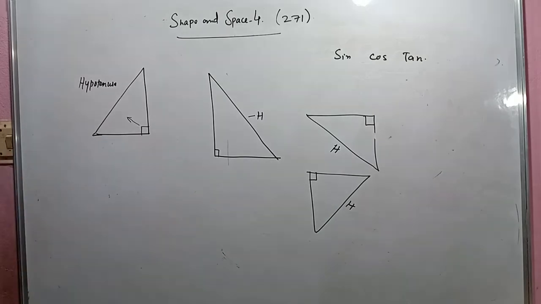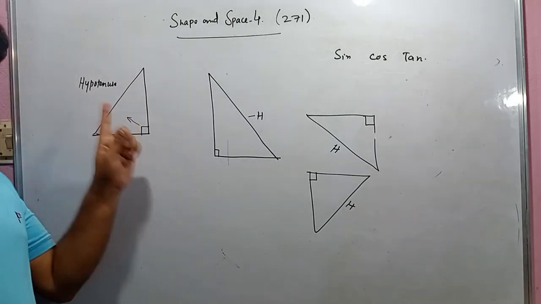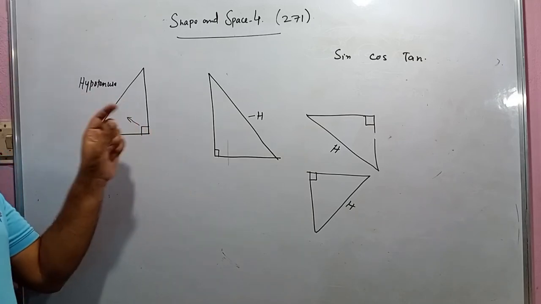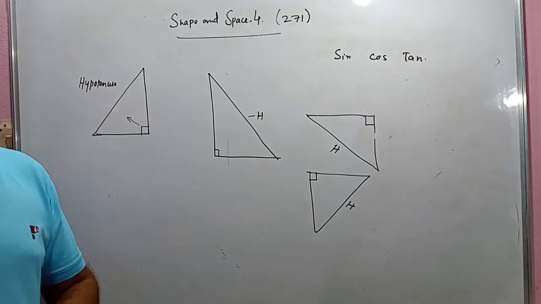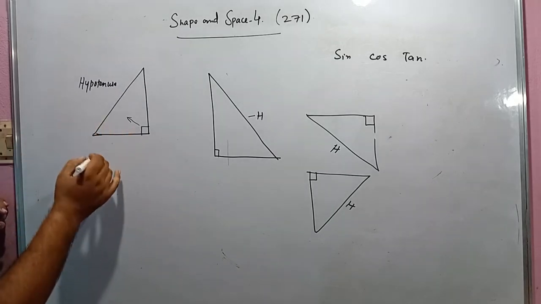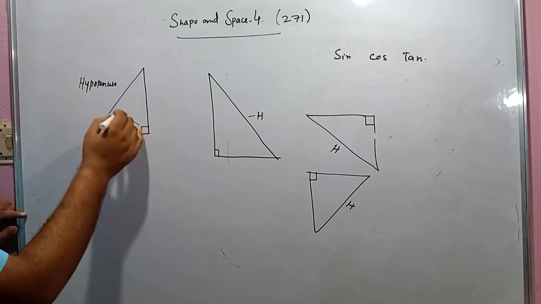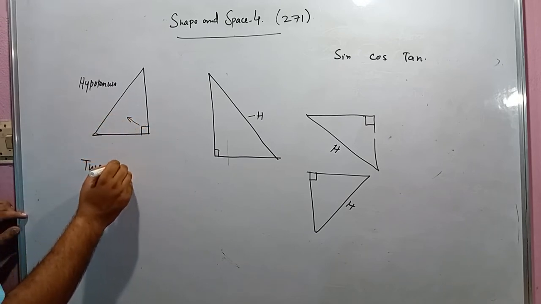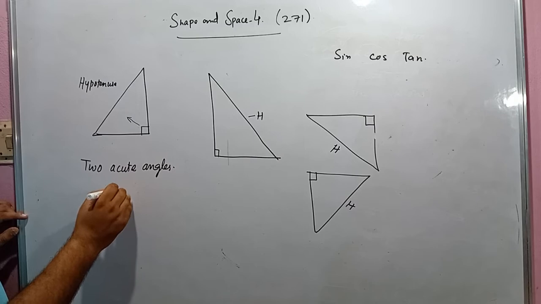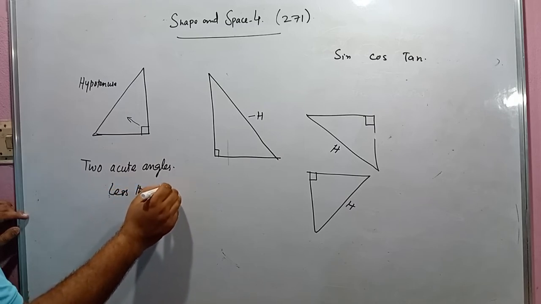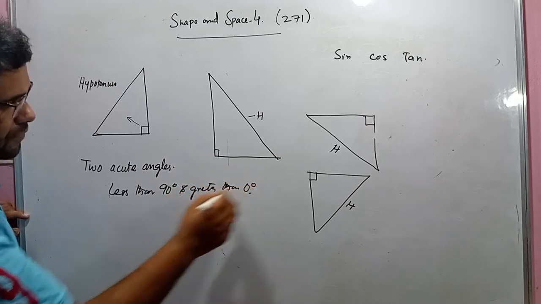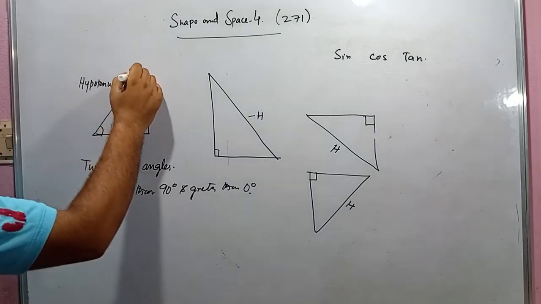Two things we know about the hypotenuse. First, the hypotenuse will be opposite to the right angle. Second, it is the longest side of the right angle triangle. This thing you should mention, understand and learn. Second thing is that we have the other two acute angles, which are less than 90 degrees and greater than 0 degrees in the right angle triangle, like this and this.